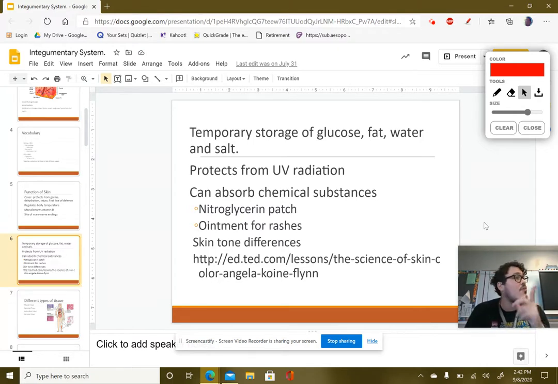Well, it protects from UV radiation. Now, was I lying? Was I just saying, wait, UV radiation, I thought it had to do with vitamin D. It does. But too much UV is a problem. So your skin acts like a natural sunscreen. Depending on your complexion, it's a matter of how much can that natural sunscreen protect you.